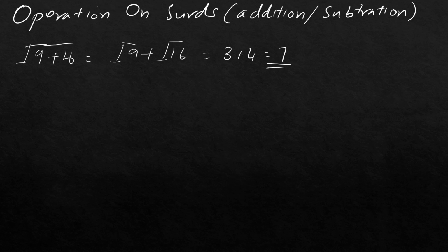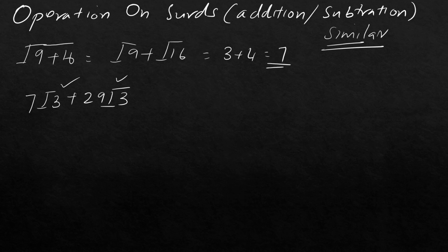Suppose that we have a surd like this, 7 root 3, and we have to add 29 root 3, similar surds. We are talking about similar surds. So in that case, in the next step, we will simply write 7 plus 29, then write root 3 here, and the answer will be 36 root 3, no problem. Sometimes it won't be similar, and we have to find out whether anything can be done so that it will become similar, or whether it is already similar.